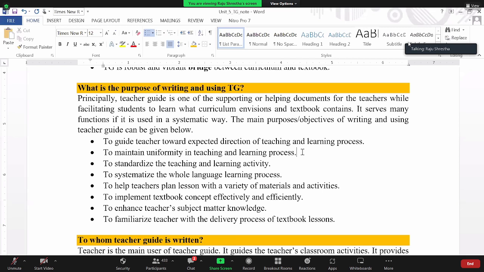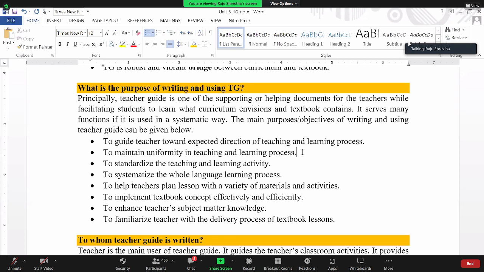TG provides the direction where to go, कतातिर जाने, maintains the uniformity and consistency in teaching and learning process, and helps to standardize the teaching and learning activity. So when TG is followed or utilized, it helps to maintain a kind of standard at school level. Standard maintain गर्नको लागि पनि TG becomes useful, and to systematize the whole language learning process also. So systematically, one after another, teaching and learning process goes on.